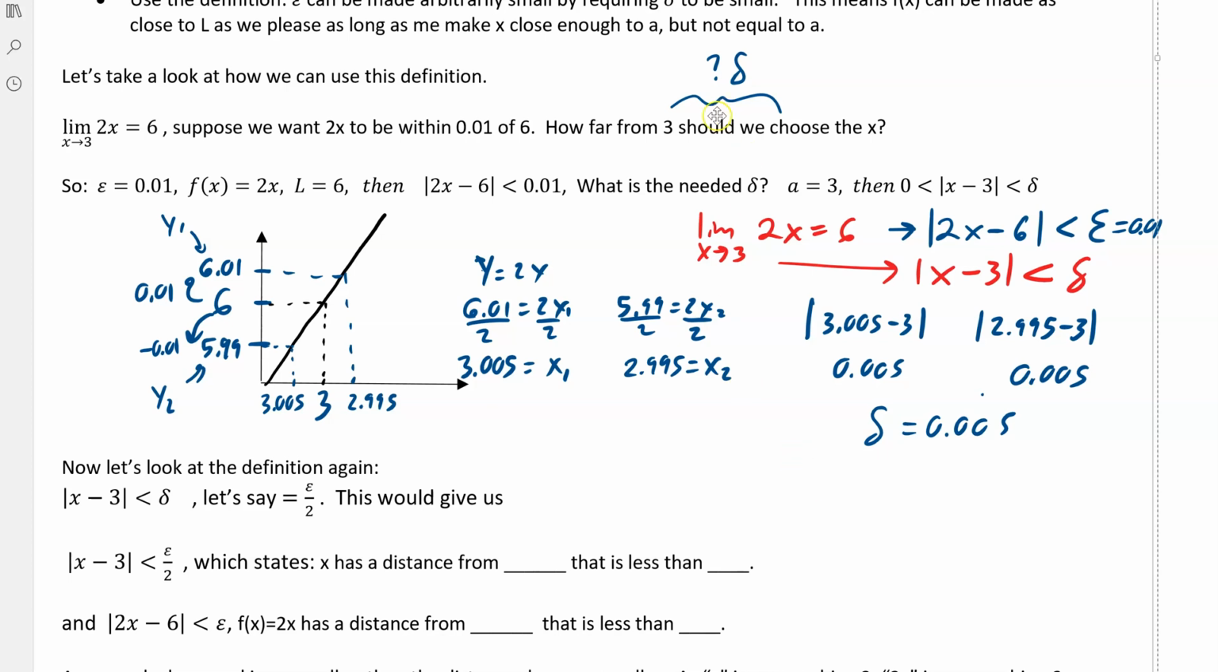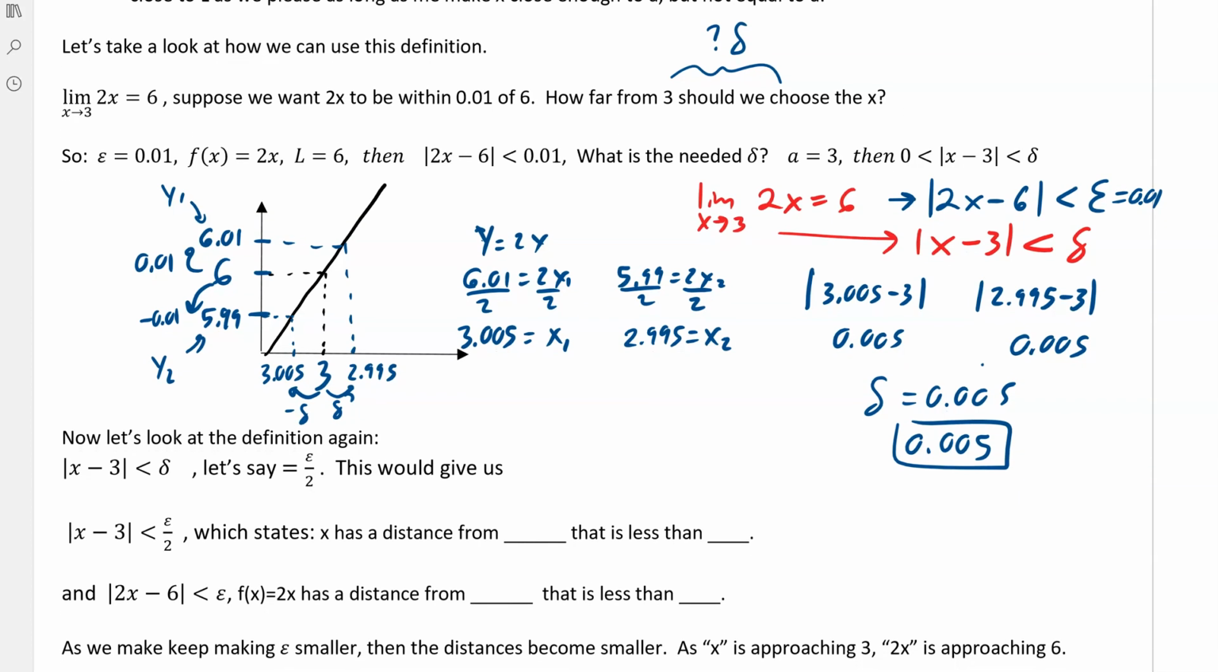So how far from 3 should we choose the x? 0.005. And that's the units here. So remember, the delta is just how much do we add here? Delta, minus delta to make it work.